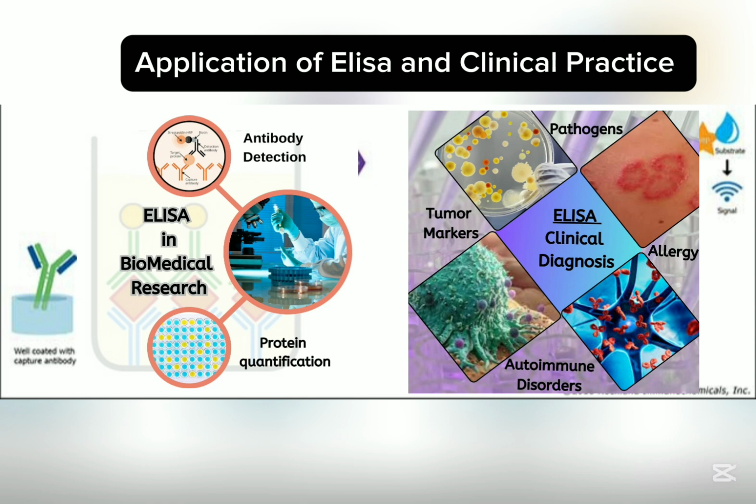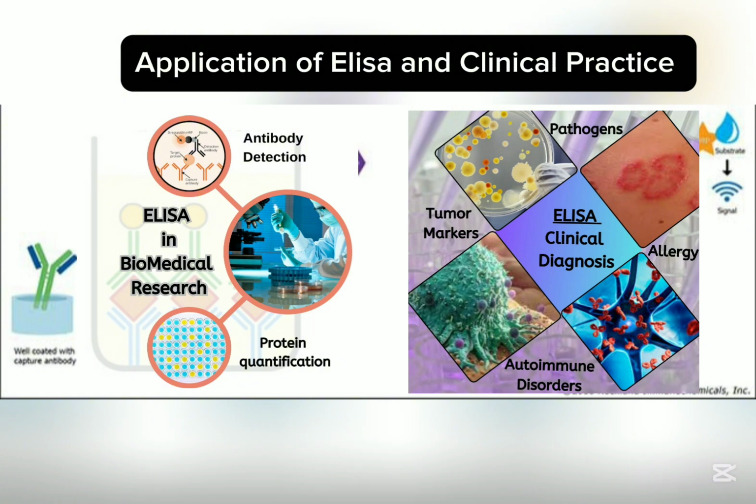We have blood and organ transplantation. Cross-matching in organ transplantation: ELISA is used to detect antibodies against donor antigens, e.g. in kidney, liver, or heart transplants, and to assess the risk of rejection. We have detection of HLA antibodies. ELISA can be used to assess compatibility between organ donors and recipients by detecting HLA antibodies.